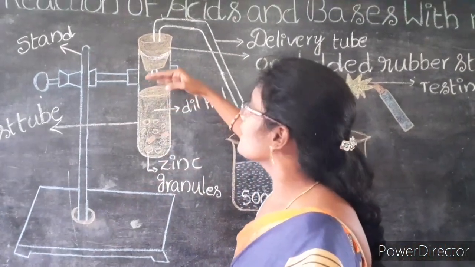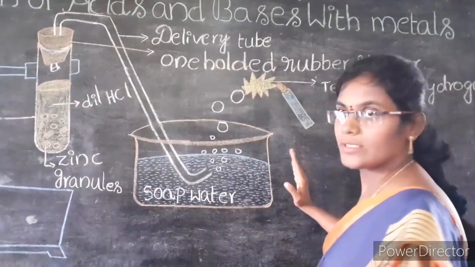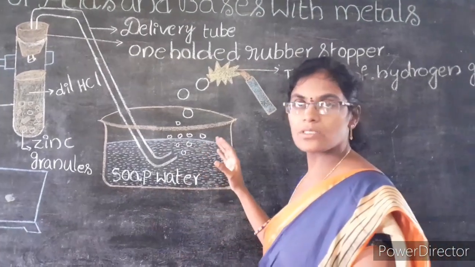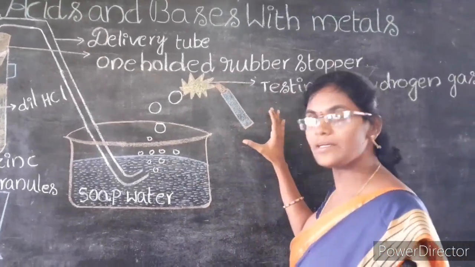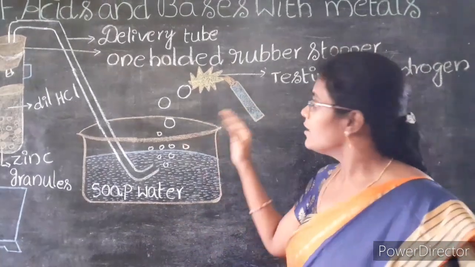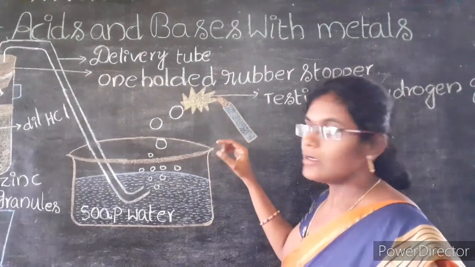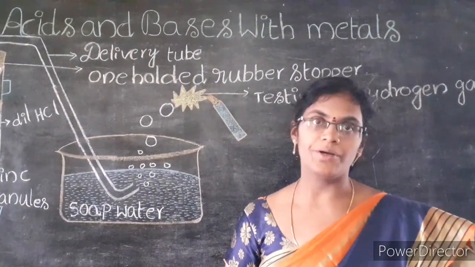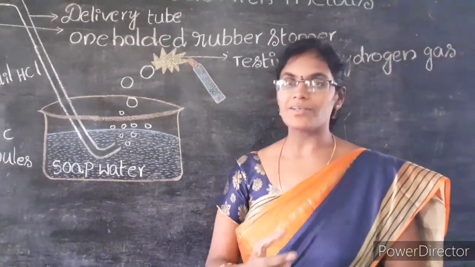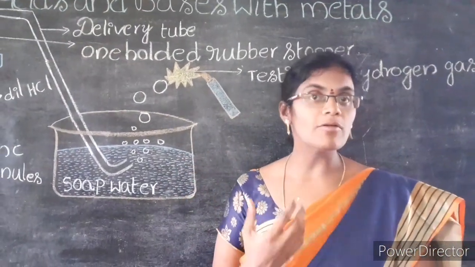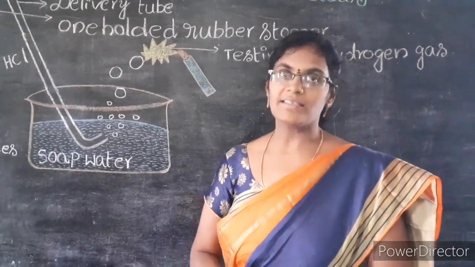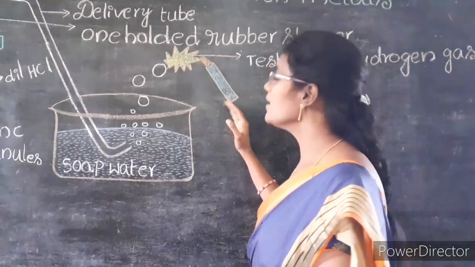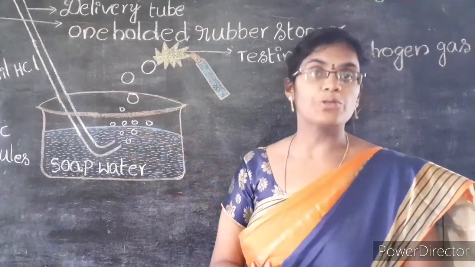So pass this gas through the delivery tube to the soap water. The gas passes into the soap water. Here the bubbles are formed in the soap water. At that time bring a lighted matchstick or candle to the mouth of the trough. We will observe that the candle is put off with a pop sound. Children, by this hint, can you guess the name of the gas which is evolved in this reaction? Yes, the name of the gas is hydrogen. The hydrogen gas only puts off the candle with a pop sound.